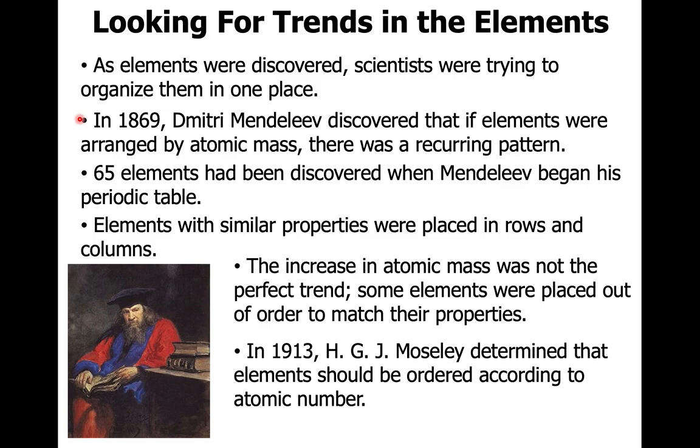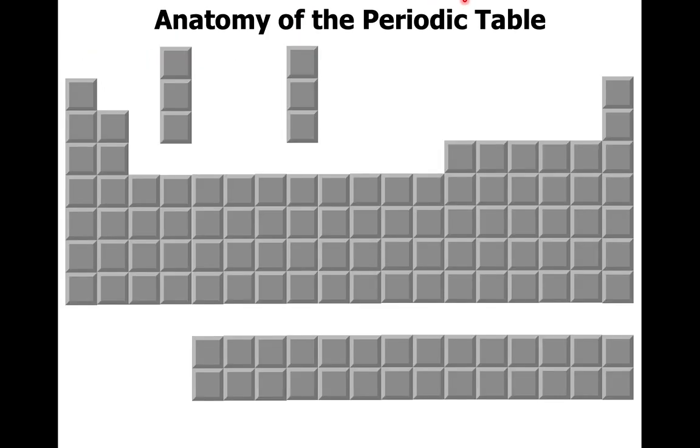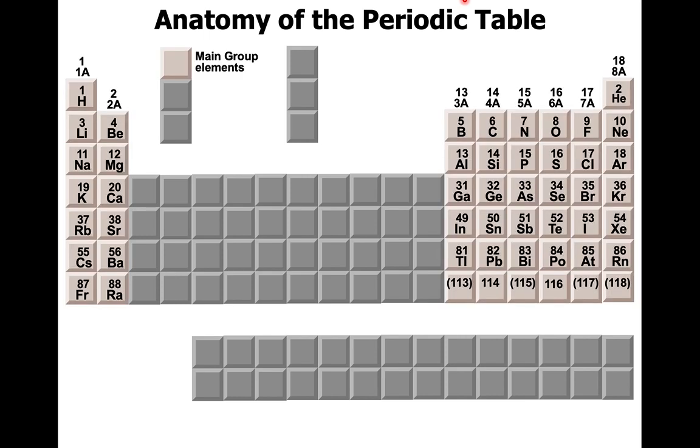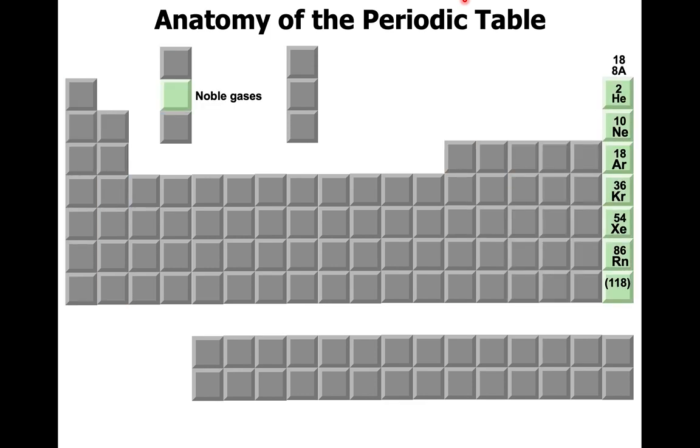In 1913, Moseley determined the elements, in fact, should be ordered according to atomic number. So Mendeleev did a really great job of getting really close to the correct periodic table. Let's talk about its anatomy a little bit. The main group elements are the ones shown here in gray. It's the whole top of the periodic table, excluding the transition metals in the middle.